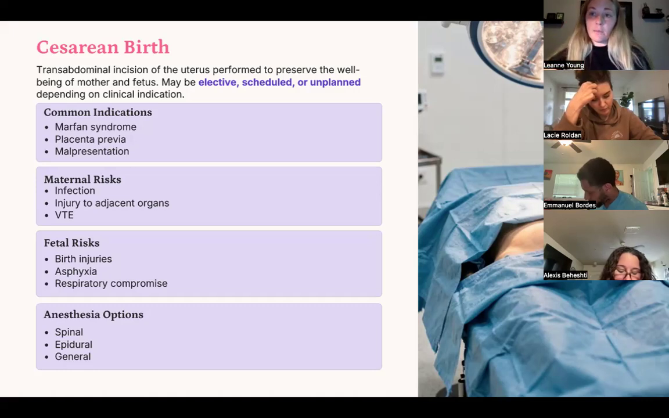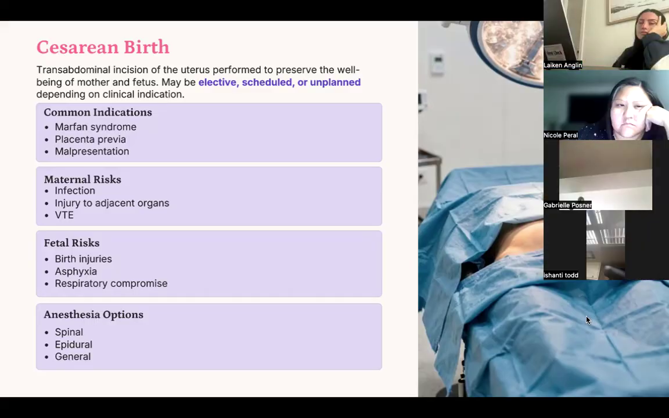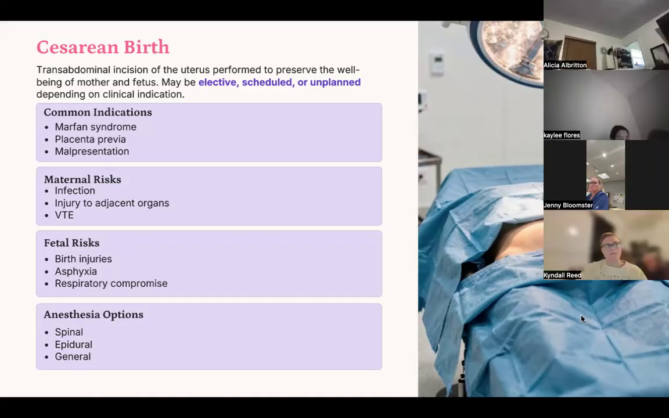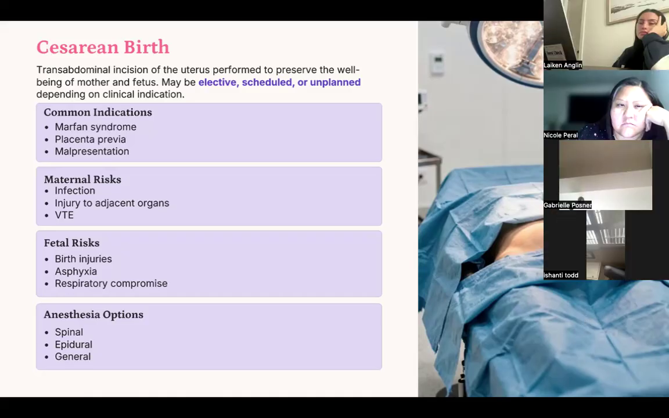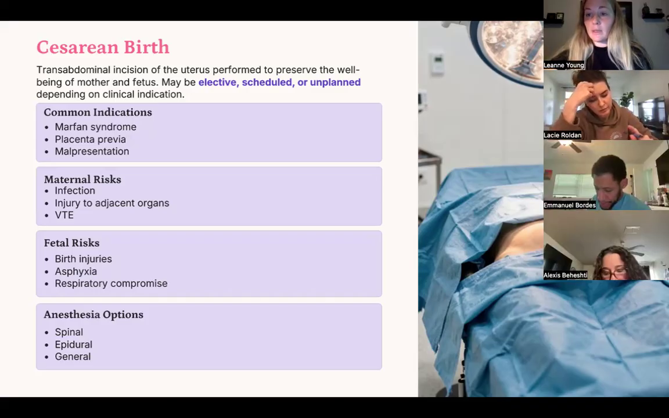General anesthetic is reserved for emergencies because as soon as you give a mom general anesthesia, the oxygenation to the placenta and the uterus is immediately stopped. So that baby needs to be delivered within 2 minutes after the mom is put under a general anesthetic. All right, we need to get that baby out immediately.